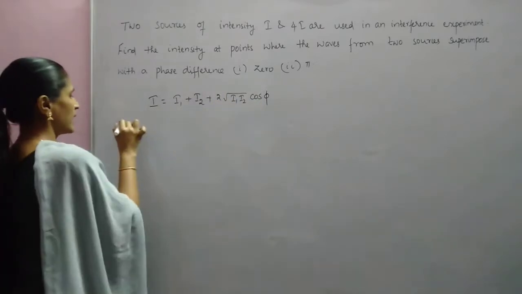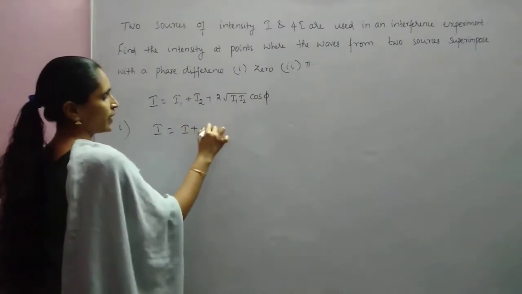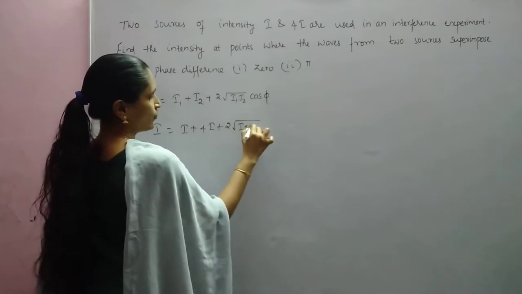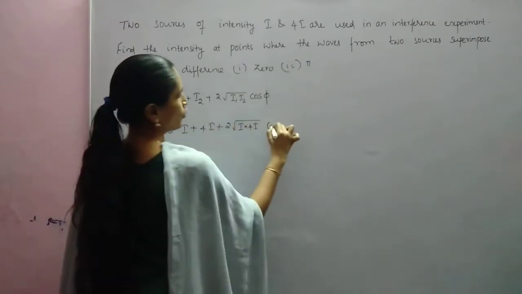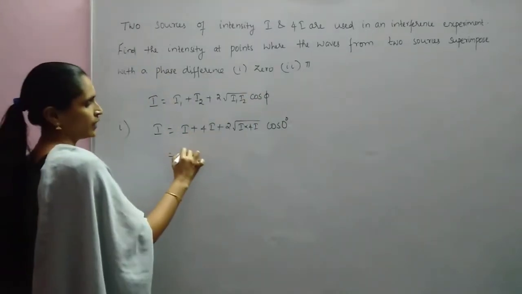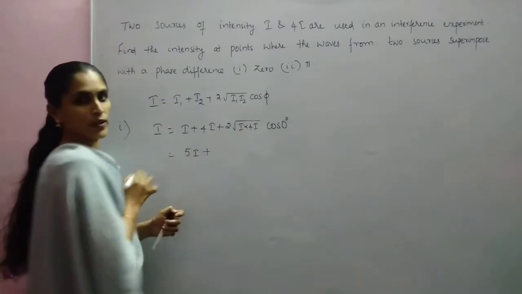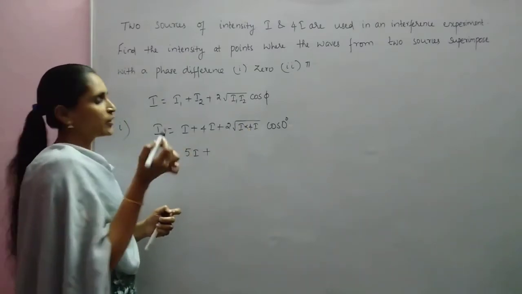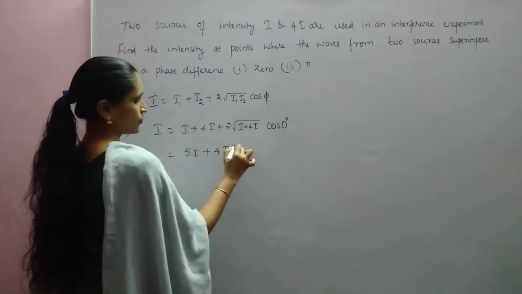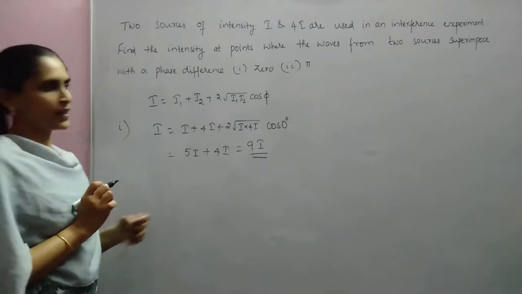So in the first case we can write I is given by I1 is I, I2 is 4I, plus 2 root I into 4I, cos 0 degree. So 5I plus 2 into root of 4I square, its root will be 2I. So 2 into 2I again it will be 4I. Cos 0 is 1. So 4I. So we will get it as 9I. So this is the first case.